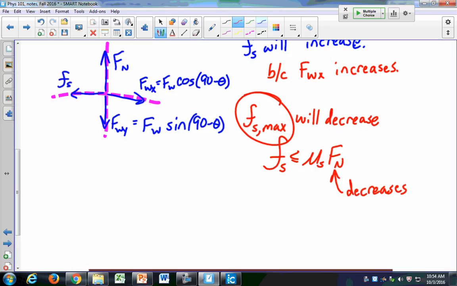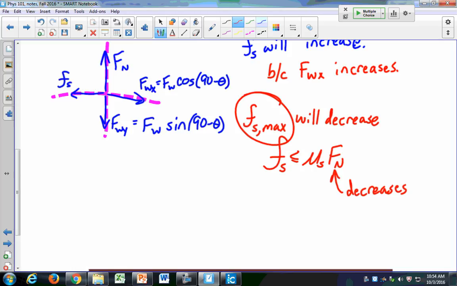If you think about this, if I have an object sitting on a horizontal surface, what is the normal force equal to? Everybody thinks in their head, normal force, what the heck is he talking about? I don't remember normal force. What is the normal force equal to if I'm on a horizontal surface? The weight. On a horizontal surface, the normal force is equal to the weight. We've seen that before because those forces are equal and opposite.